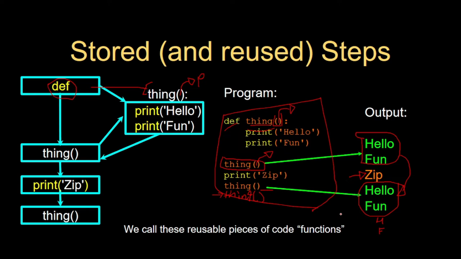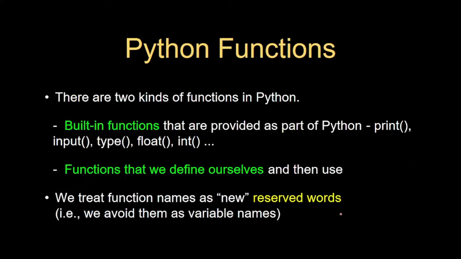Good. We call this reusable piece of code a function. Once you write it somewhere and call the function name, you can reuse this piece of code. This is called the concept of functions. Good. There are two kinds of functions in Python programming. The first one is the built-in function.